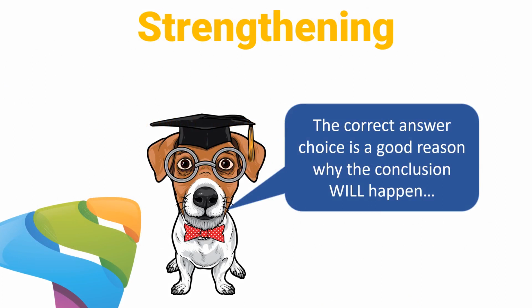So remember, whenever you're being asked to strengthen an argument, you're looking for reasons why the conclusion will actually happen, why the prediction will come true, why the goal will be achieved, or why the plan will succeed. Okay, great job. Secret to strengthening questions: pick out the answer choice that makes the conclusion most likely to happen.